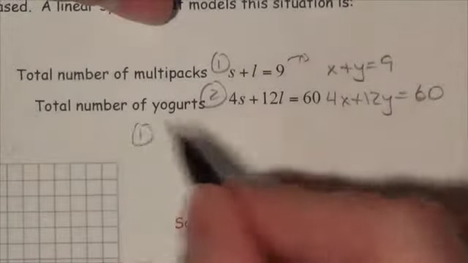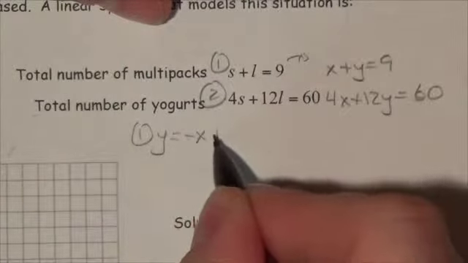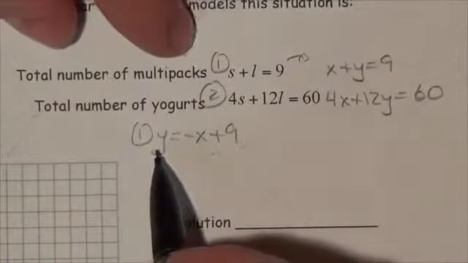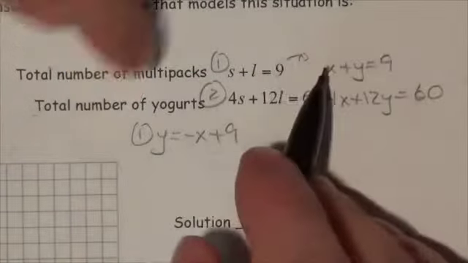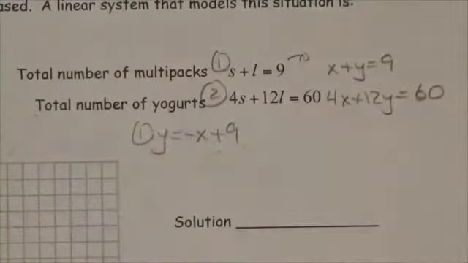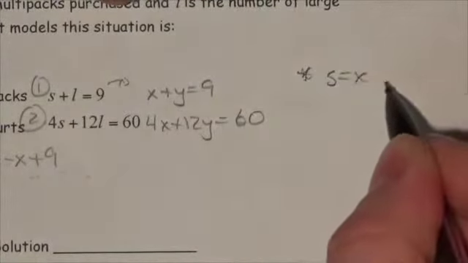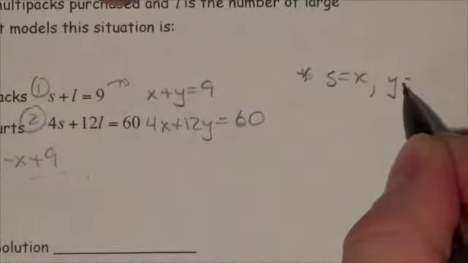And so now equation 1, I'll bring that over, so y is equal to negative x plus 9. Now I've got to bear in mind that for right now, I've made a little transition here. Just to help me out, kind of over on the side here, I'm going to let S be x, and I'm going to let y be L.